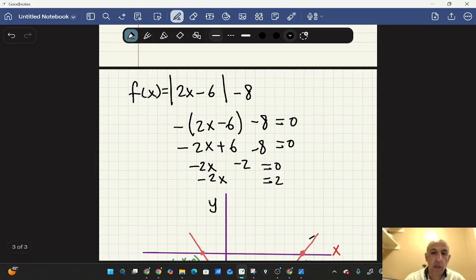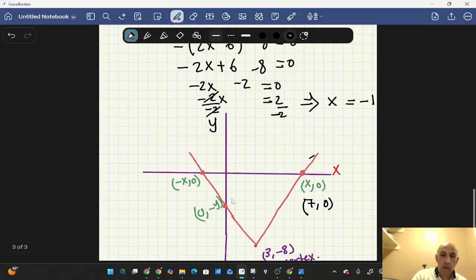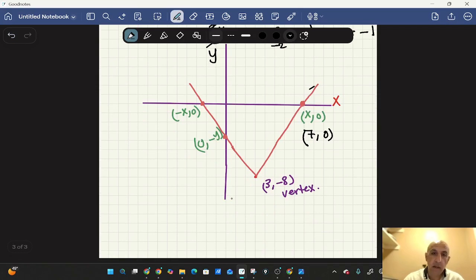We can divide by negative 2, and then negative 2 will cancel with negative 2. We end up with x equals 2 over negative 2, so 2 divided by negative 2 equals negative 1. In this case, the point here is negative 1, 0. Okay, what about the next point?